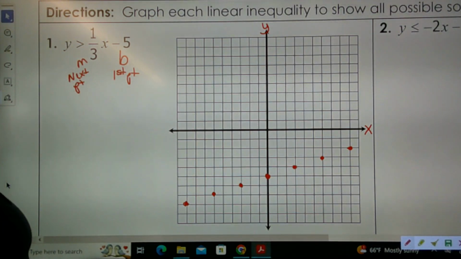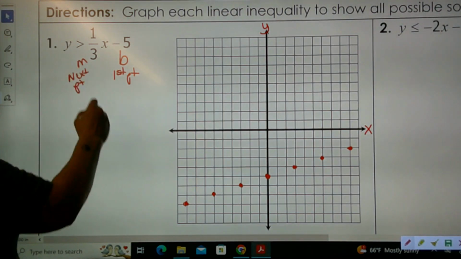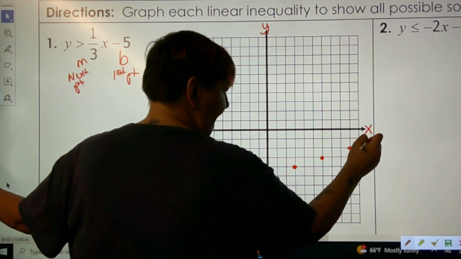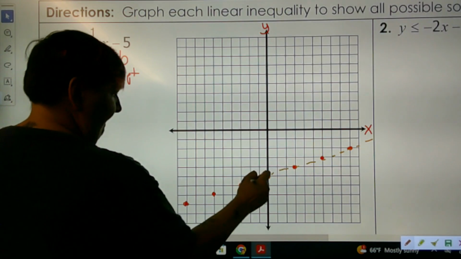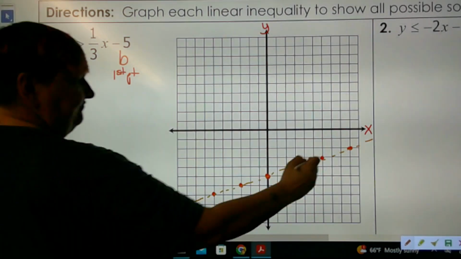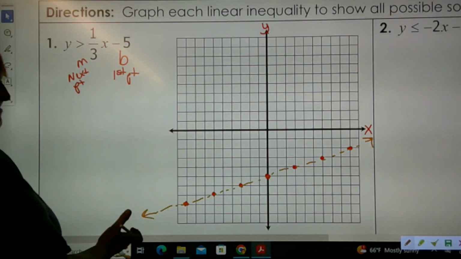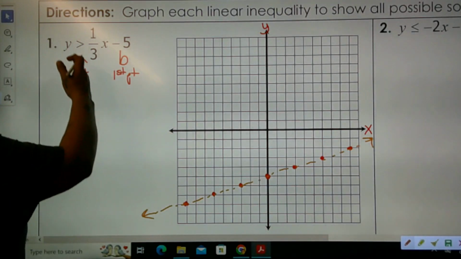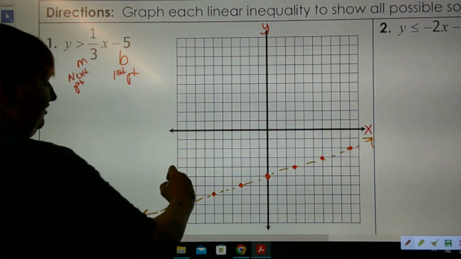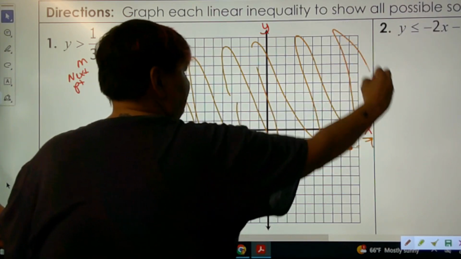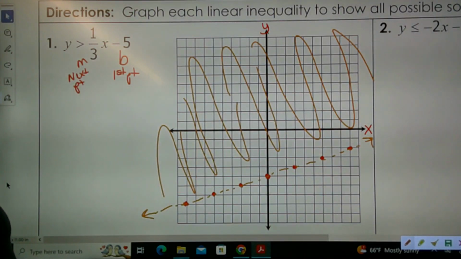It makes me happy. Alright, greater than, but not equal to. So we're going to do a dashed line, which means it does not include the ordered pairs on the line. But it is greater than, so it includes everything above the line. All of these are possible answers. That's all you have to do. That's it.